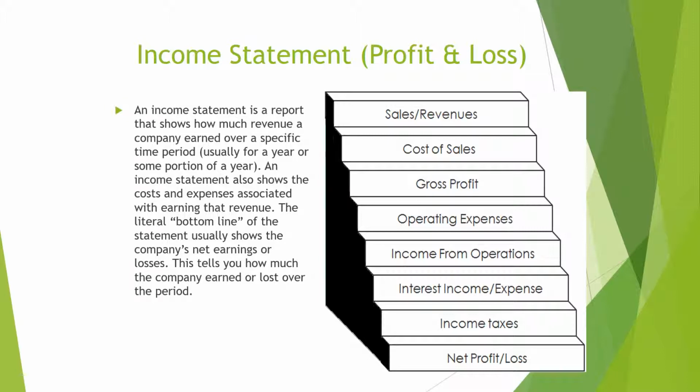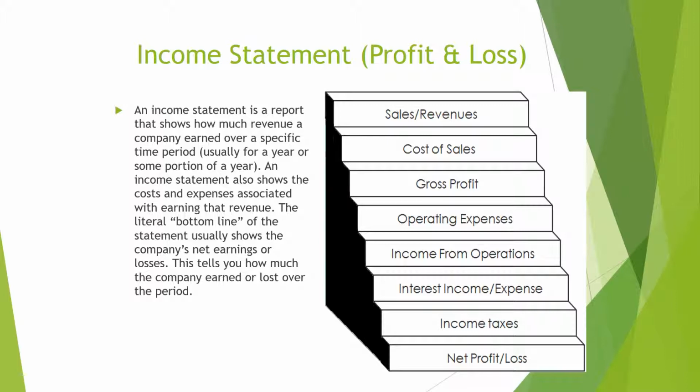All right. So an income statement is a report that shows how much revenue a company earned over a specific time period, usually for a year or some portion of the year. The income statement also shows the costs and expenses associated with earning that revenue. The literal bottom line of the statement usually shows the company's net earnings or losses for that period of time. This tells you how much the company earned or lost over the period.